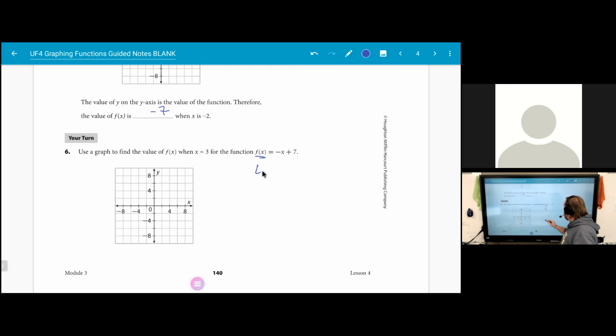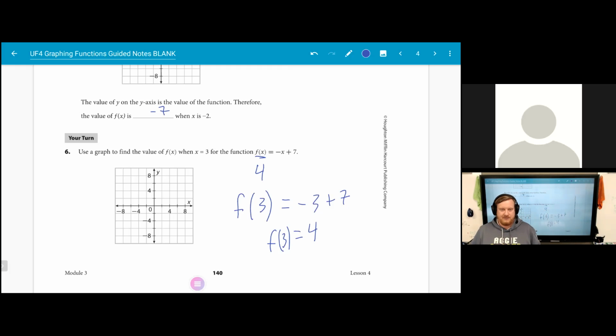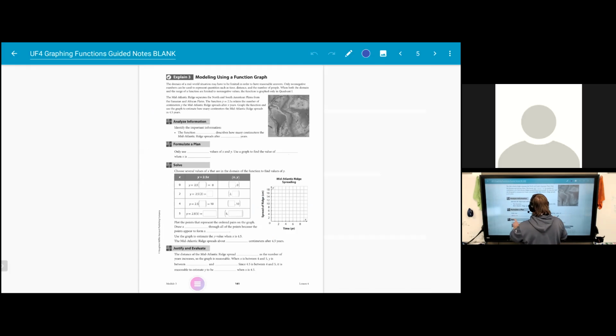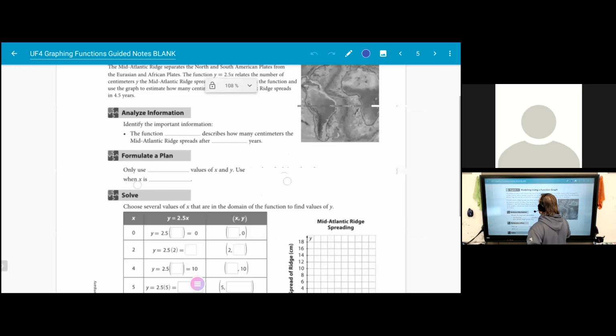In other words, the value of the function when x is 3, the f of 3 essentially, is negative 3 plus 7, which is 4. So the value of the function when x is 3 is 4. Okay, you can use your algebra to check that too, right? But that's a key thing, tracing on a graph. Let's keep it going. When you see these puzzle pieces, this is pretty important stuff, all right?